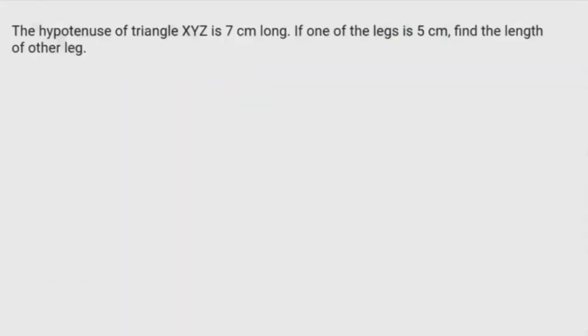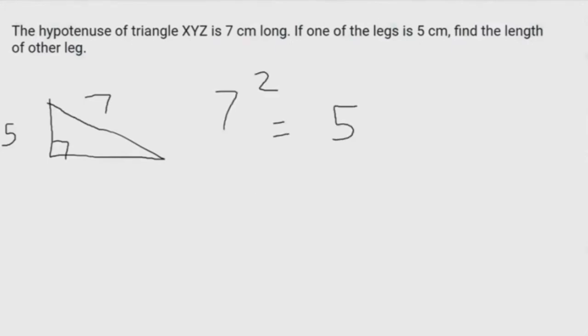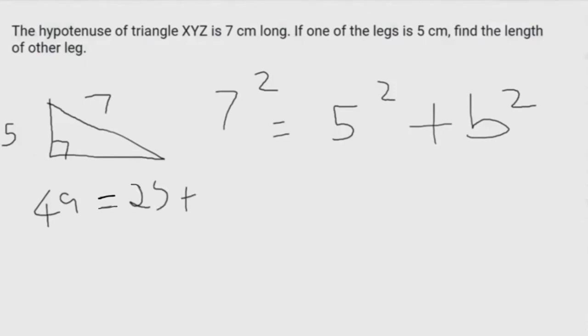Okay, now our last question here. The hypotenuse is given and another of the legs is given. So we have to find the length. Okay, so now we're going to go 7 squared is equal to 5 squared plus b squared, because we're missing the length of the leg and we have the hypotenuse and the length of the other leg. So that's 49 equals 25 plus b squared.